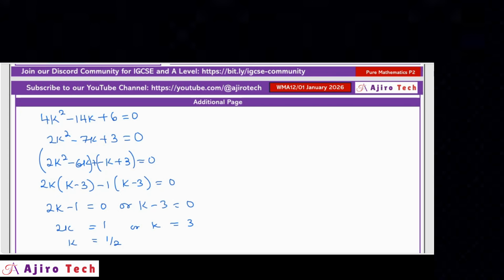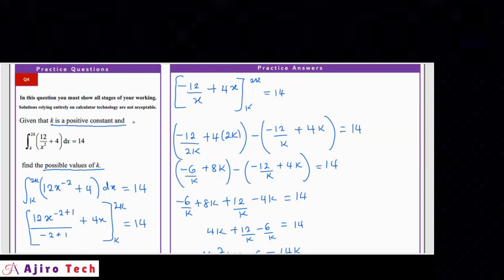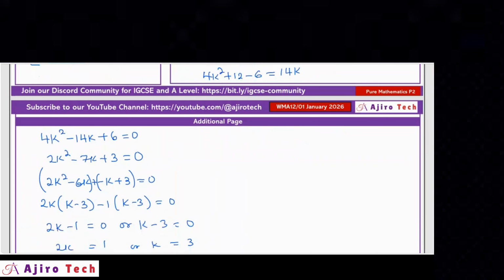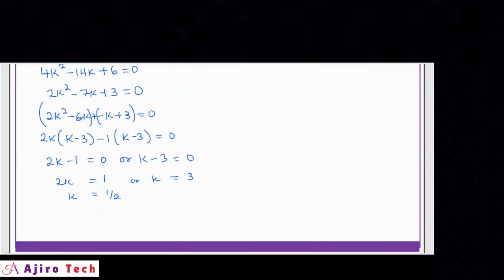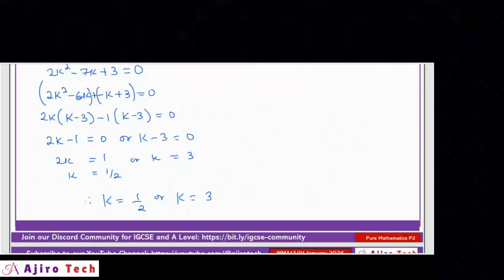So let's go back to the question to see if we have solved what they asked us to do. The question says, find the possible values of k. And they told us k is positive. So both values of k that we got satisfy the property, because they told us k is a positive constant. Therefore k equals 1 over 2, or k equals 3. So that should satisfy that. Okay, can we move on to the next question?